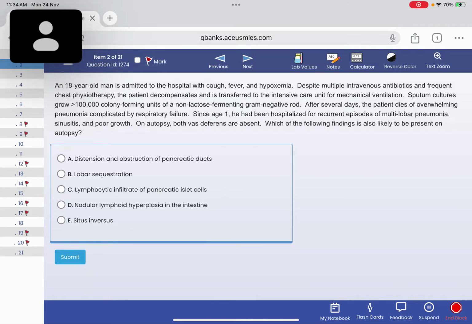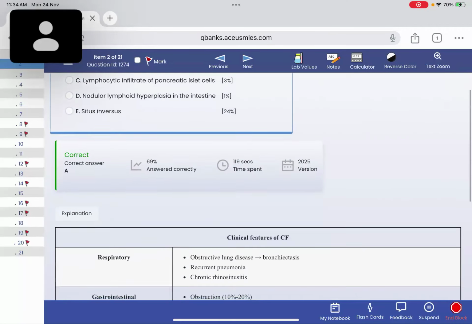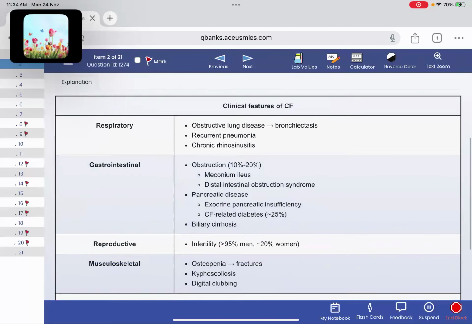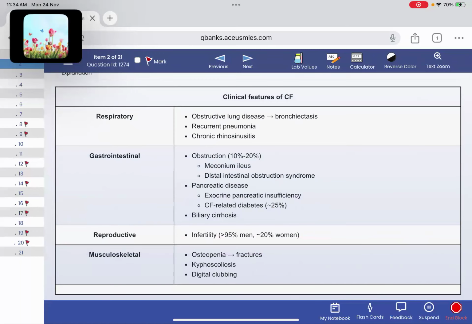In which condition do you see situs inversus? Kartagener syndrome. Yeah, Kartagener syndrome. So clinical features of CF: respiratory, you have obstructive lung disease, bronchiectasis. So there's a lot of damage going on due to the different enzymes produced by different bacteria. Recurrent pneumonia, rhinosinusitis, GI manifestation or obstruction.